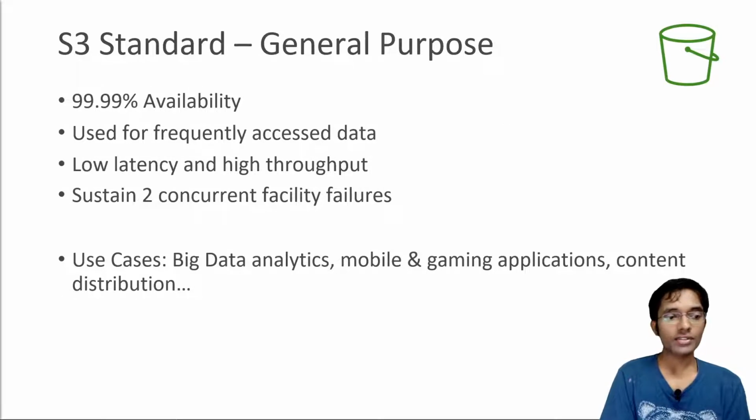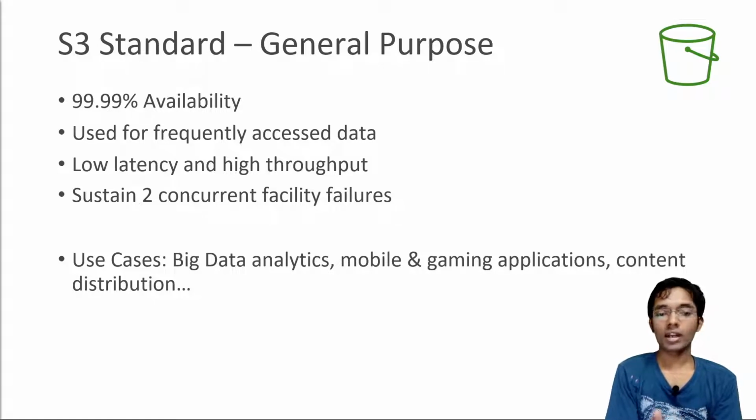S3 Standard has 99.99% availability. So it's going to be used for frequently accessed data, and this is the kind of storage you use by default, and it has low latency and high throughput. It can sustain 2 concurrent facility failures on the side of AWS, and use cases for it are going to be big data analytics, mobile and gaming applications, as well as content distribution.